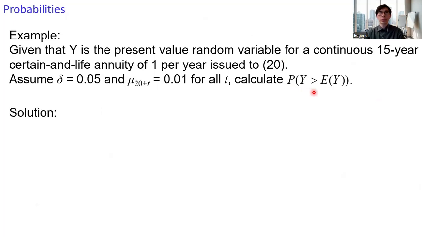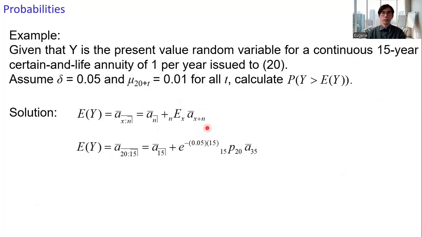All right, we have a certain and life annuity. The expected value of Y is given by this expression. And here plug in x equals 20 and n is 15. Next, the present value factor with 15 years, t equals 15, and then times the survival probability 15p20, and then ā 35.